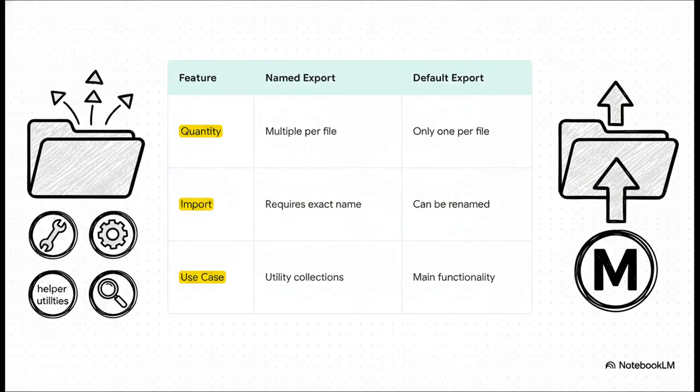So yeah, this table pretty much nails it, right? It makes the decision super simple. If your file is like a Swiss Army knife, a collection of different helper utilities, use named exports. But if the file has one central purpose, one main job, use a default export. That's really the main difference.